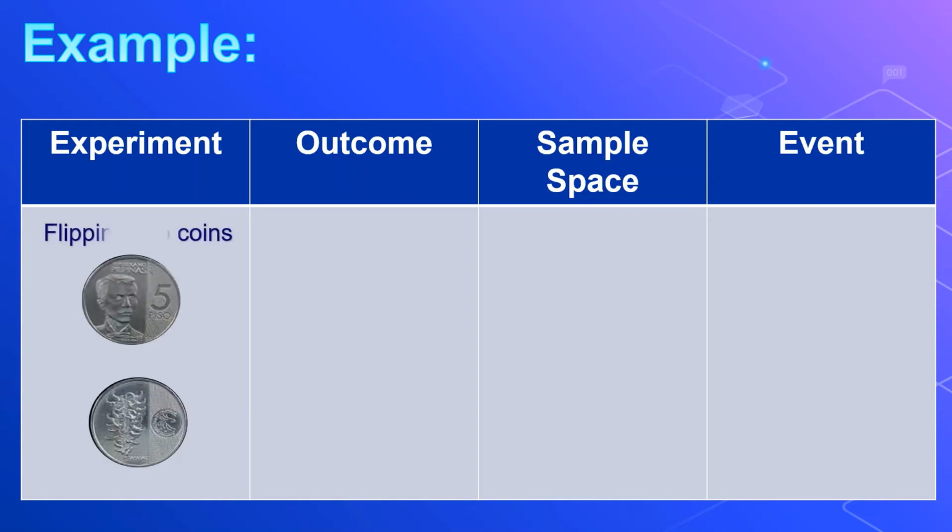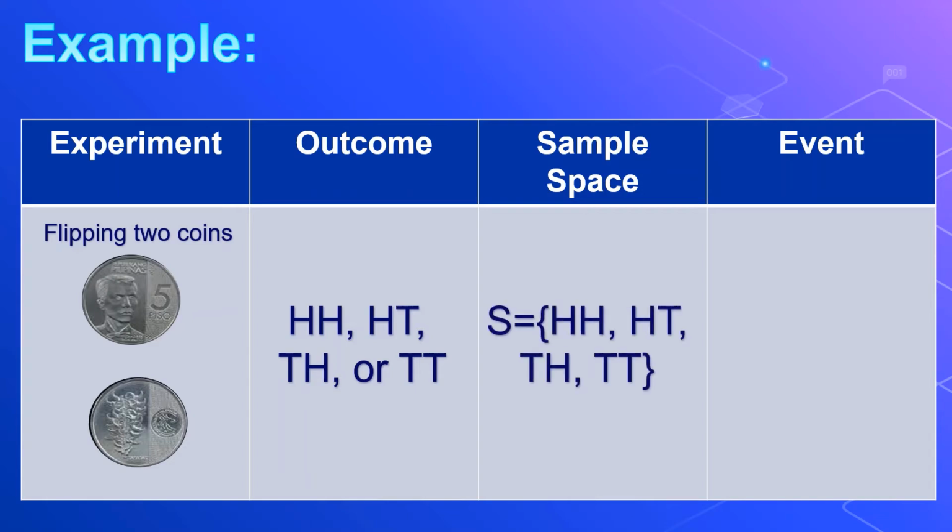In flipping two coins, the outcomes we have are HH, HT, TH, or TT, wherein H is the head and T is the tail. So we can write the sample space as S is equal to {HH, HT, TH, TT}. So let's say our event is getting two heads. So E is now equal to {HH}.